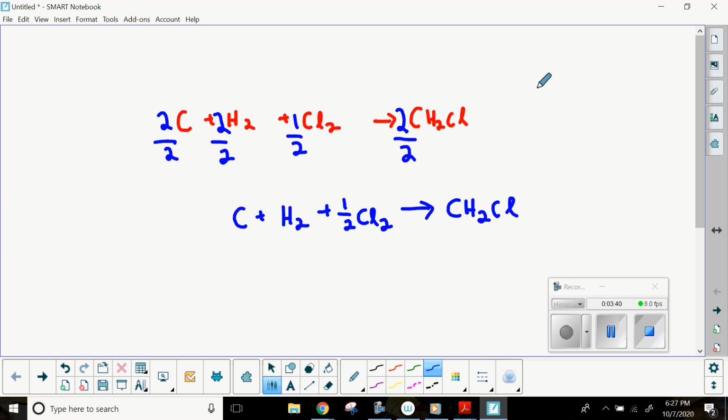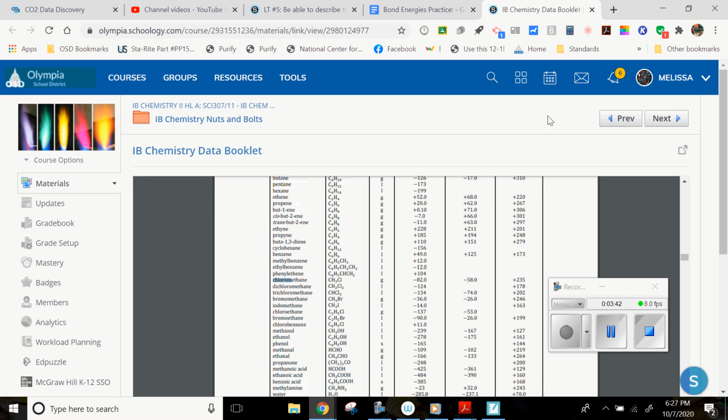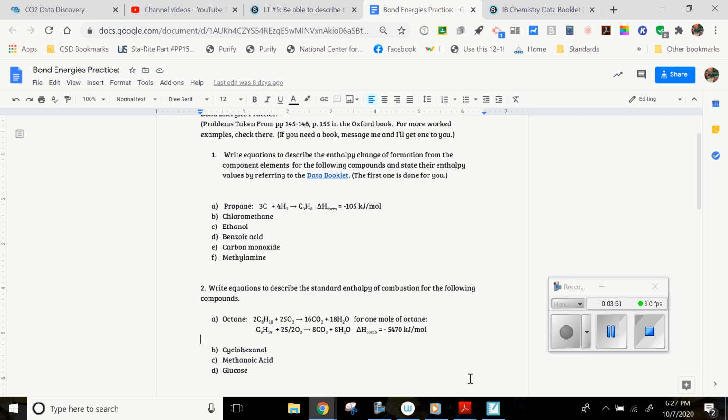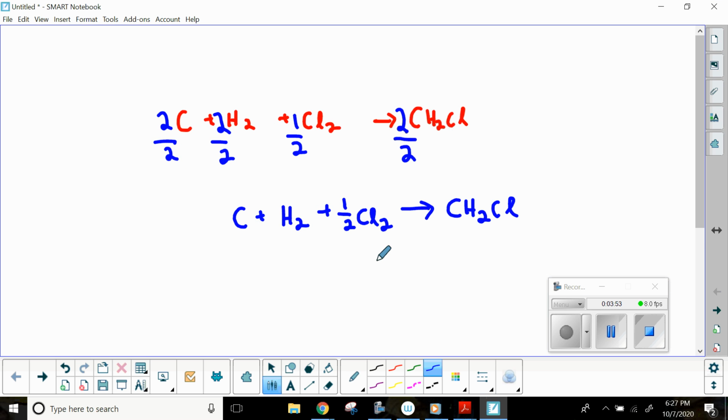And remember, I just looked up on my data table. My data table here says it will release 82 kilojoules of energy. So that's all I have to write. All I have to write here is standard enthalpy of formation is equal to negative 82 kilojoules per mole. And that's that.